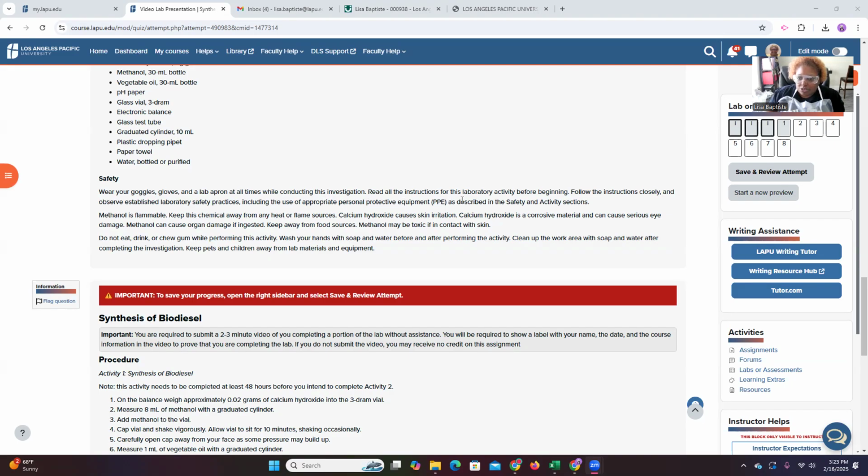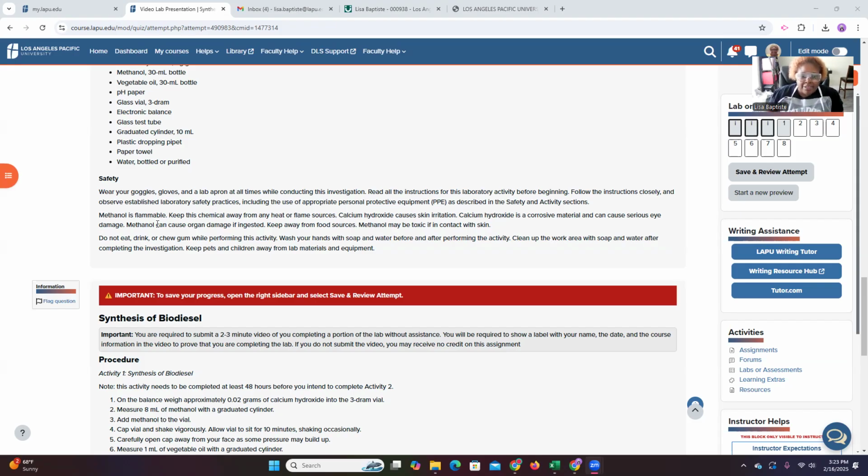You want to read all the instructions for this laboratory activity before beginning. Follow the instructions closely and observe established laboratory safety practices, including the use of appropriate personal protective equipment, or PPE. That would be your goggles or safety glasses. Make sure that you are wearing your lab apron and that you have on your gloves.